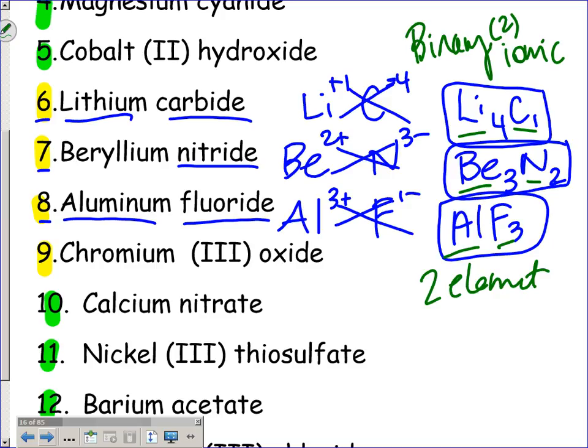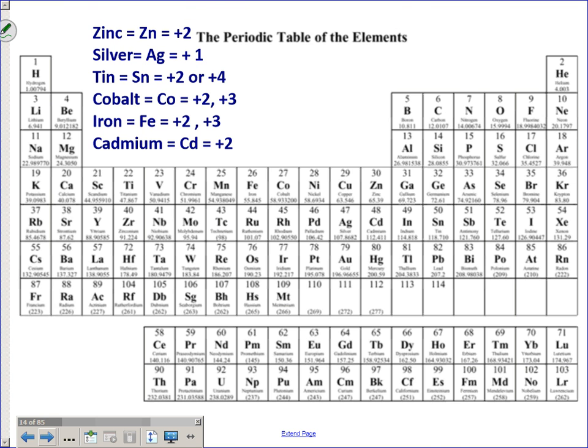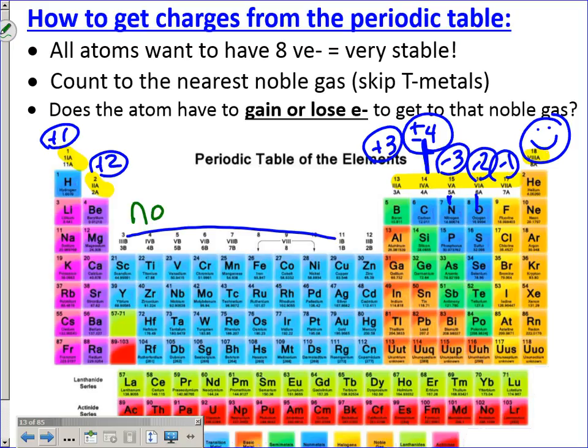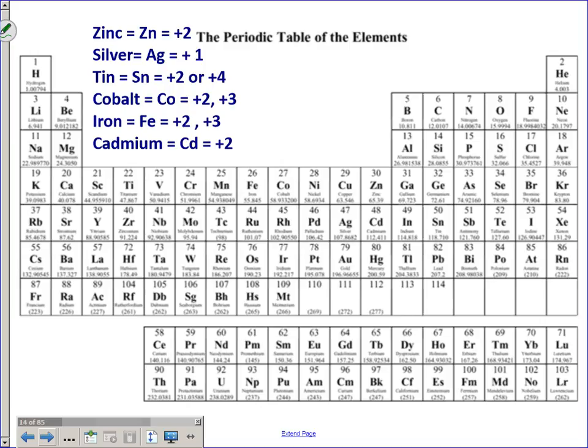Okay, so we're going to do some more binary ionics, but now with transition metals. You saw the periodic table, they don't have a standard charge, whereas everything else here and here had a standard charge. So there are a couple that you have to become very familiar with, but we always use the stock system or the classical system to indicate their charges. Write these down, and I'll tell you my little tricky ways of remembering these. Some of them have really regular charges, like zinc and silver, but then tin has 2 options. Cobalt has 2 options, iron has 2 options, cadmium has 1 option.